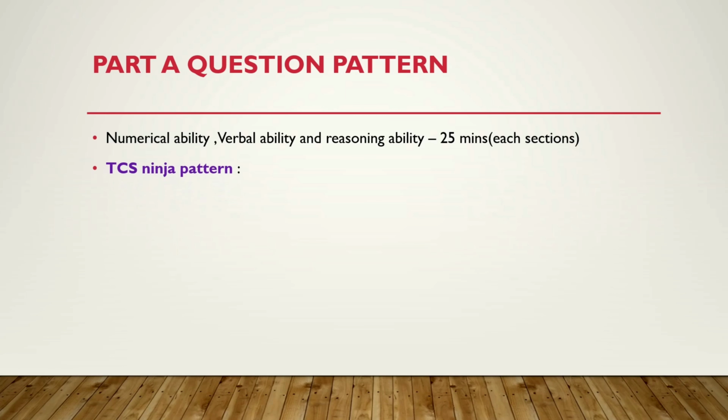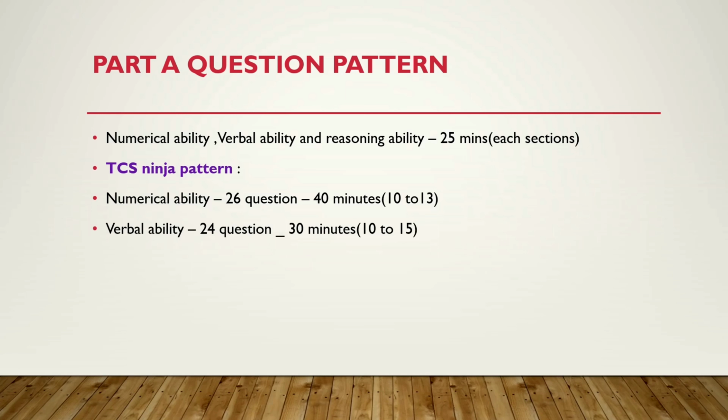Here I have given you the TCS Ninja pattern that was previously followed. In the first section, you will have numerical ability. You were asked to solve 26 questions in 40 minutes. Here you are given only 25 minutes, so you can expect 10 to 30 questions in the numerical ability section. In the same way, in verbal ability you can expect 10 to 15 questions, and in reasoning ability you can expect 15 questions.